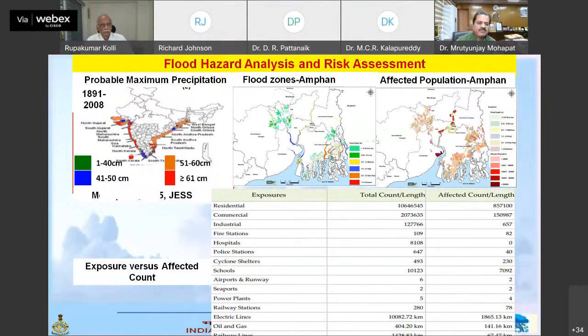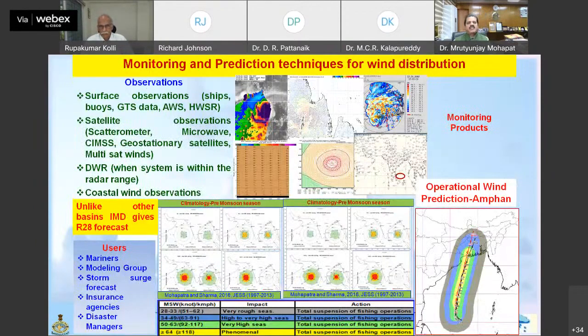Now, if you just look at the wind, you can find that India Meteorological Department has a very good mechanism for monitoring the wind and its impact. All types of platforms, including satellite, radar, coastal observations, climatology, are in hand, and we provide the forecast for 28 knots, 34 knots, 50 knots, 64 knots. I want to say that unlike other ocean basins, here we provide the wind speed forecast for more than 28 knots.